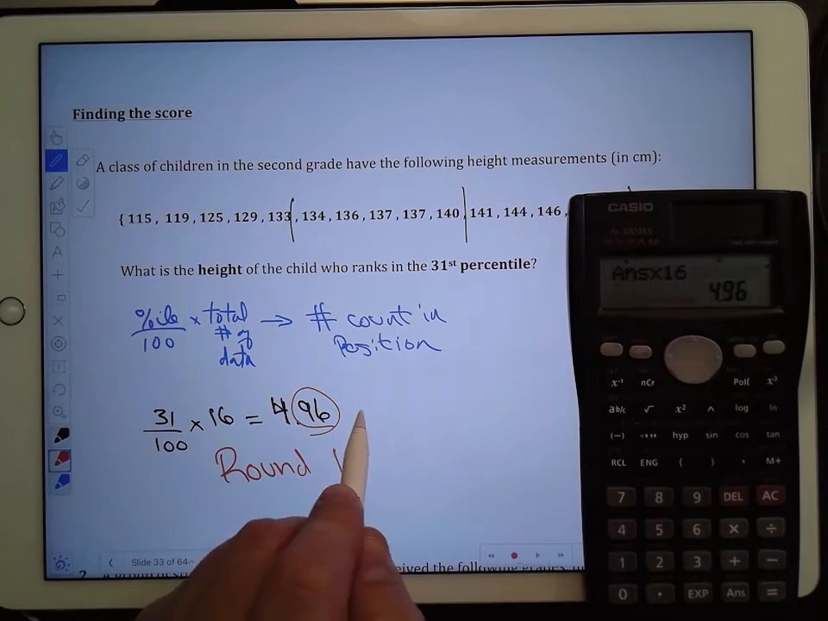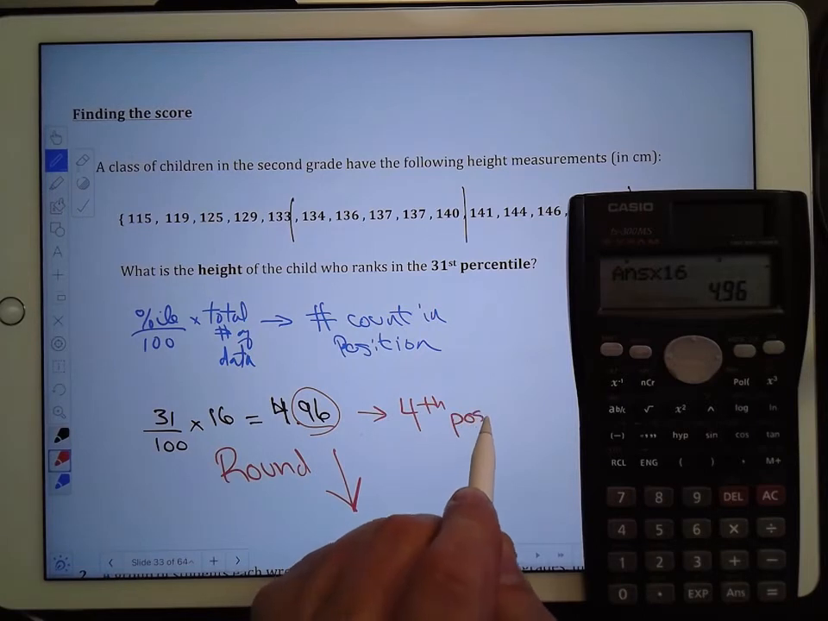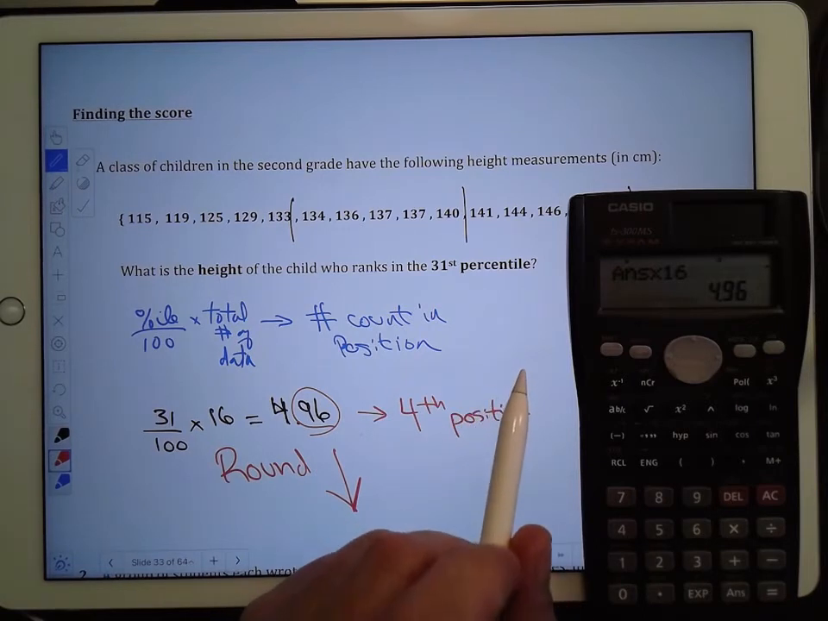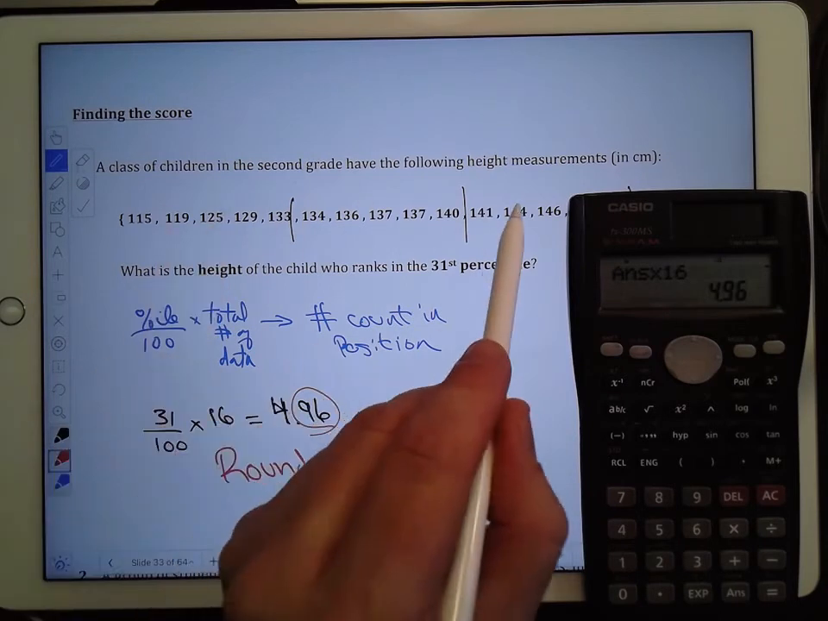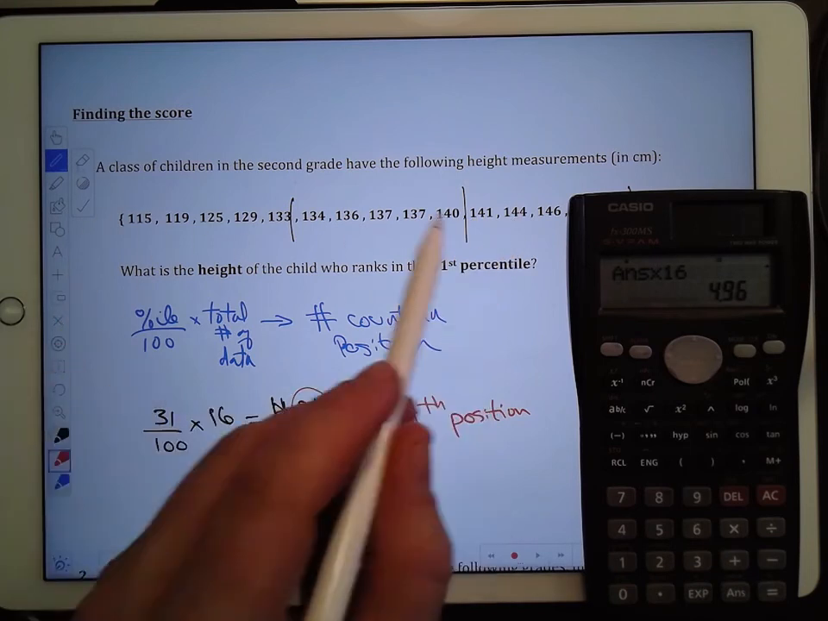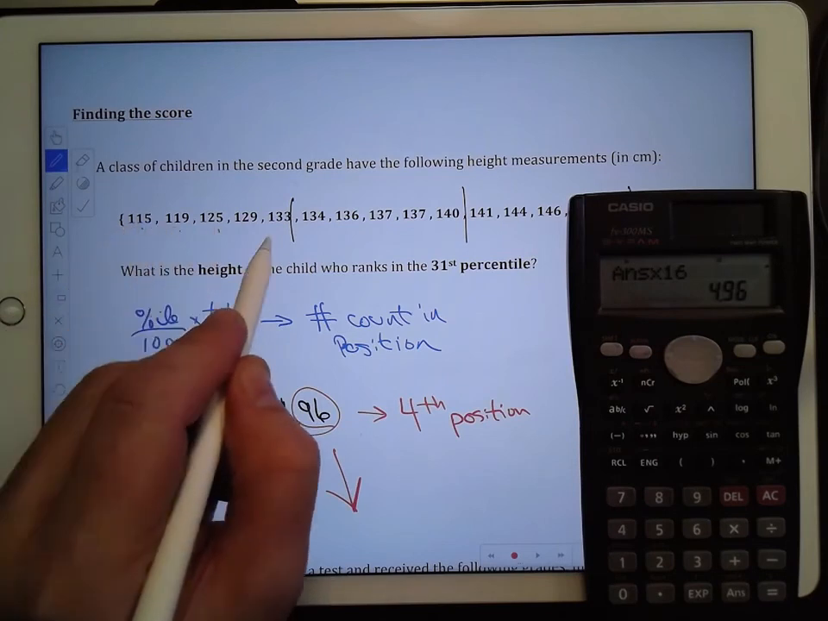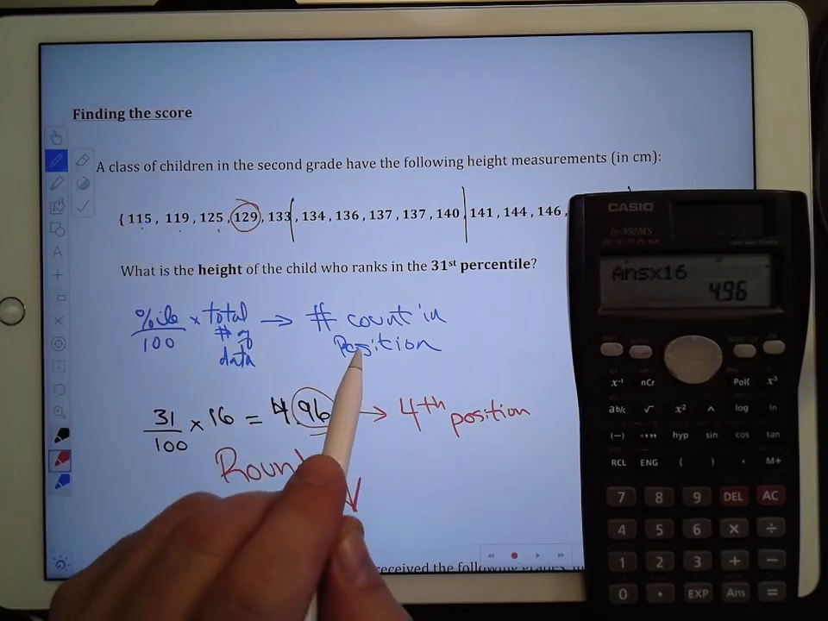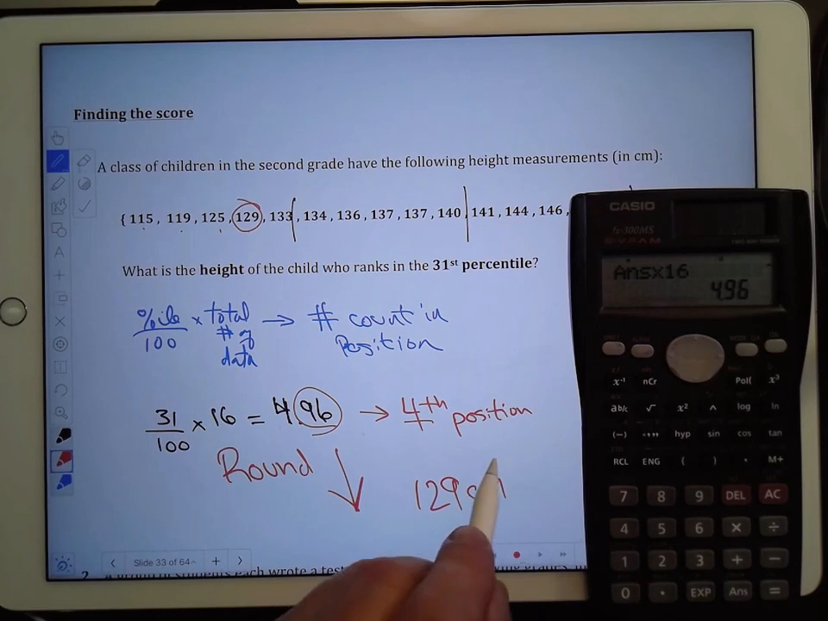So in other words, we're going to be looking for the person who is in the 4th position. The answer is not 4. Okay, we're not looking for somebody who's 4 centimeters tall. That wouldn't make any sense at all, right? If the answer was just 4, then we'd be talking about someone who's 4 centimeters tall, because this is a list of heights. What we're really finding here is the 4th person. If you're in the 31st percentile, then you're 4th in this list. 1, 2, 3, 4. And there's your 4th person. Your 4th person is 129 centimeters tall. That's your answer.